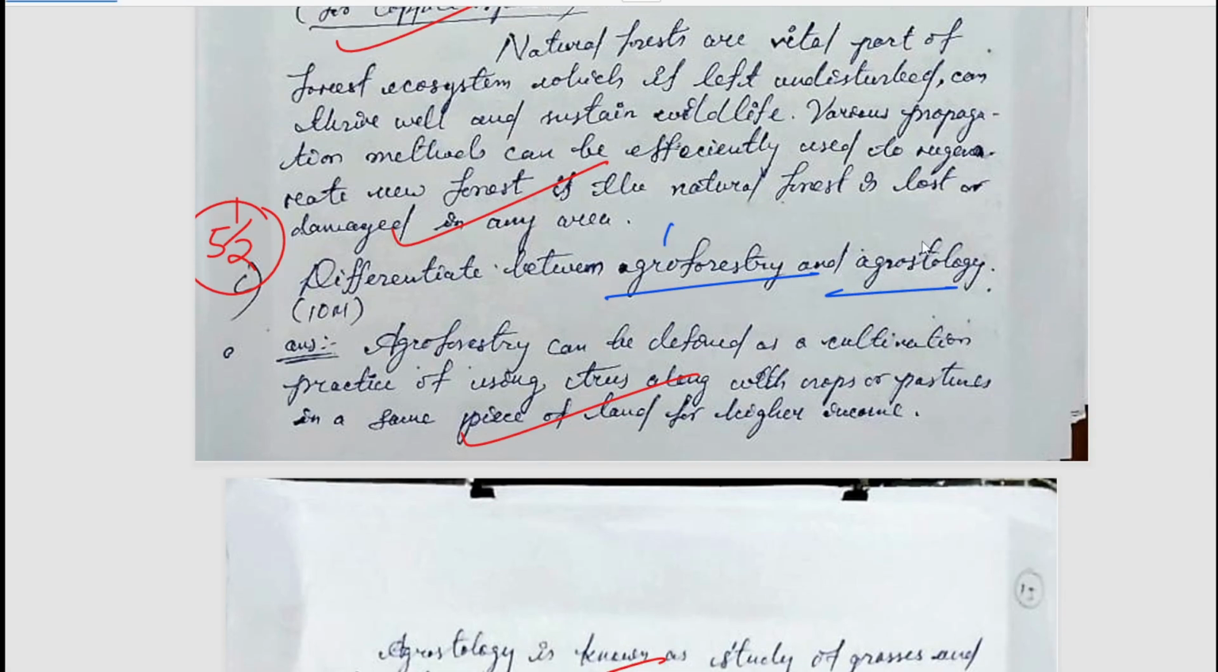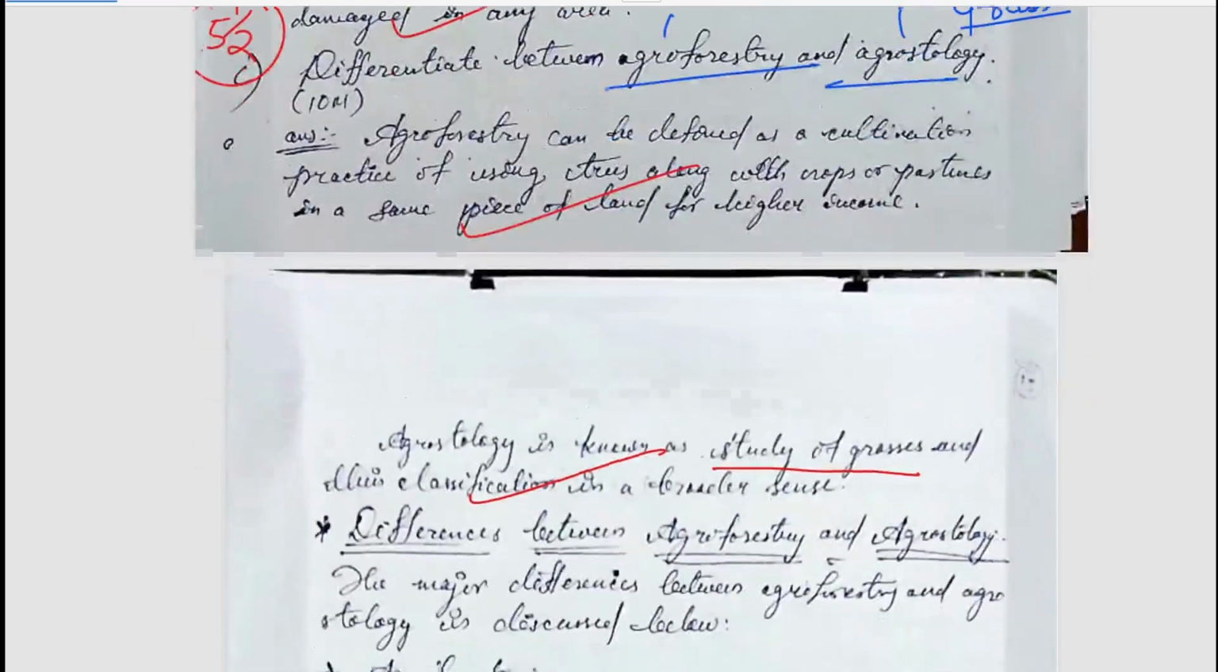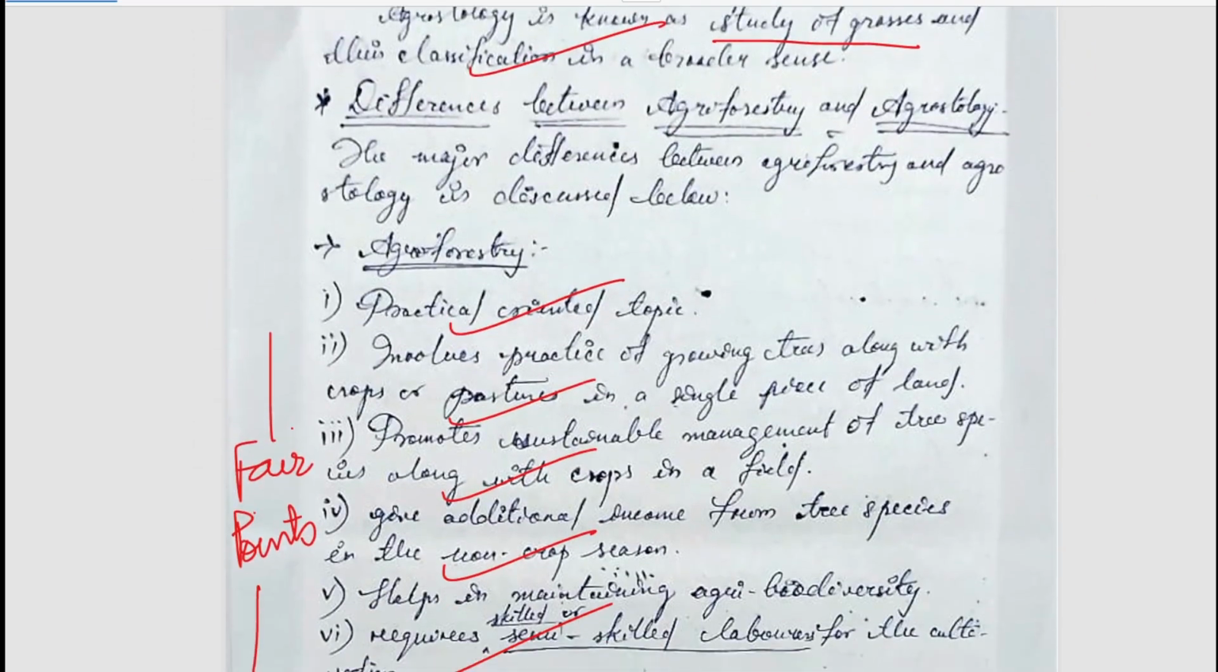Agroforestry is about trees, while agrostology is about grasses. This is the basic difference. Now see how the student has mentioned it. First, the student has written about agroforestry.